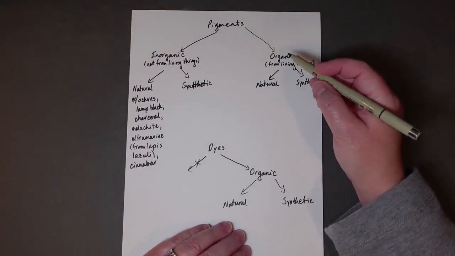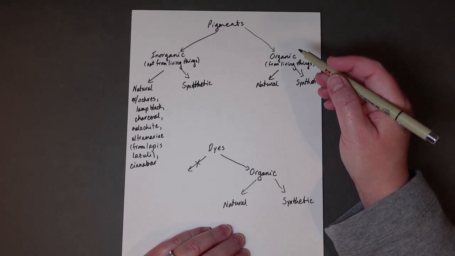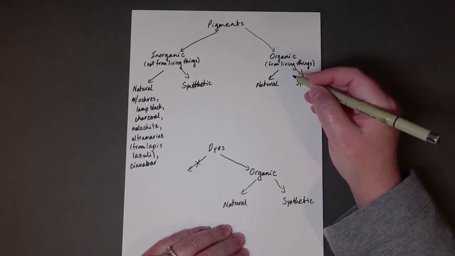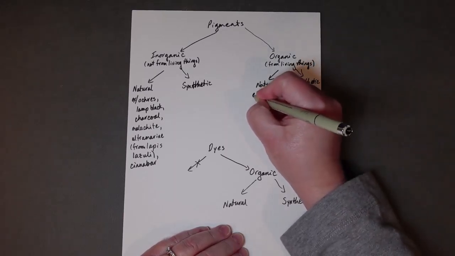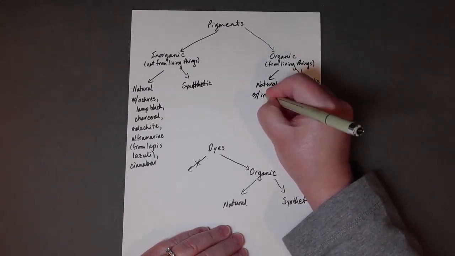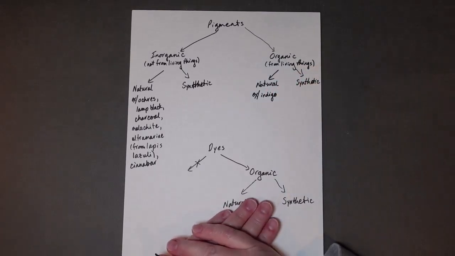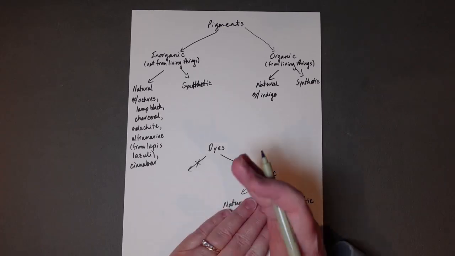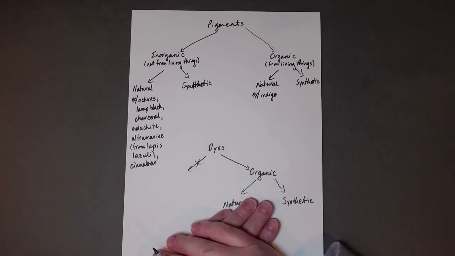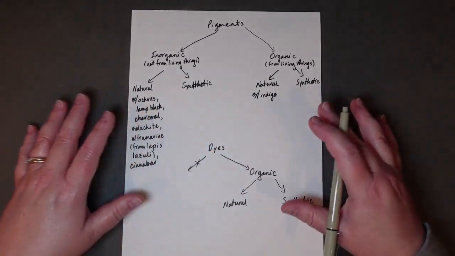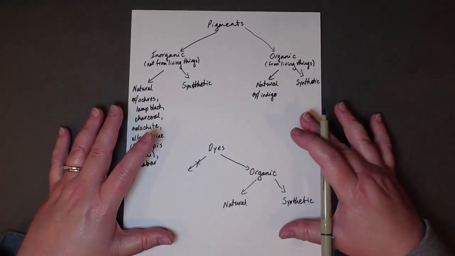We also have natural organic pigments. Now, there's only one that I can actually think of. That's indigo. So in prehistory, and even into the ancients era, these are the kind of colors that you would have seen.